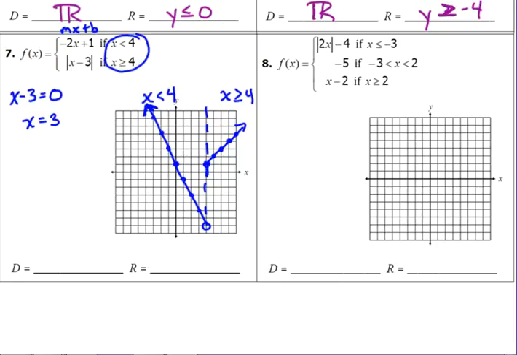Well, this piece does not apply until we get to 4. So we don't include the vertex here in this piecewise function. So even though it's the absolute value function, we really don't see that in the graph because of where it picks up. All right, so domain. All real numbers, okay? We hit everything because this one leads up to 4, this one picks up at 4, so we do hit all the x values.